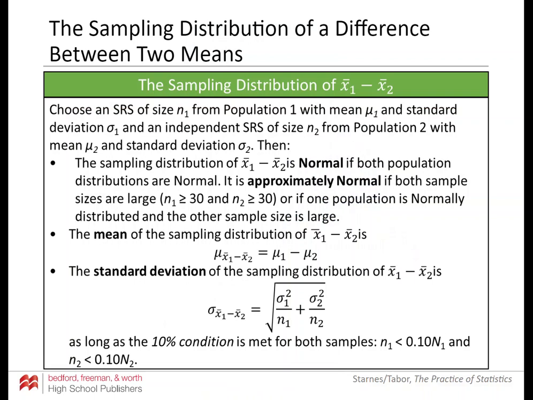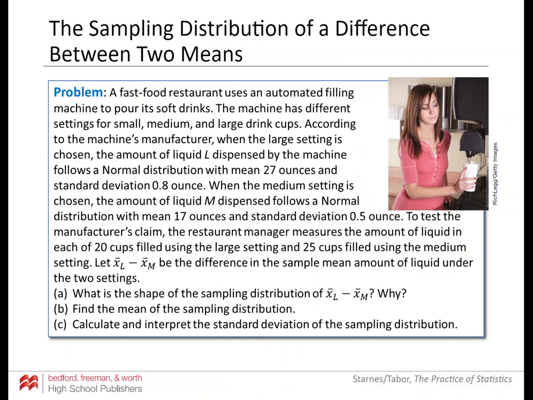The mean of our sampling distribution is just mu1 minus mu2. We can use the formula for standard deviation that's listed on the formula sheet, as long as we know that the 10% condition is met for both samples. Let's look at our first example.